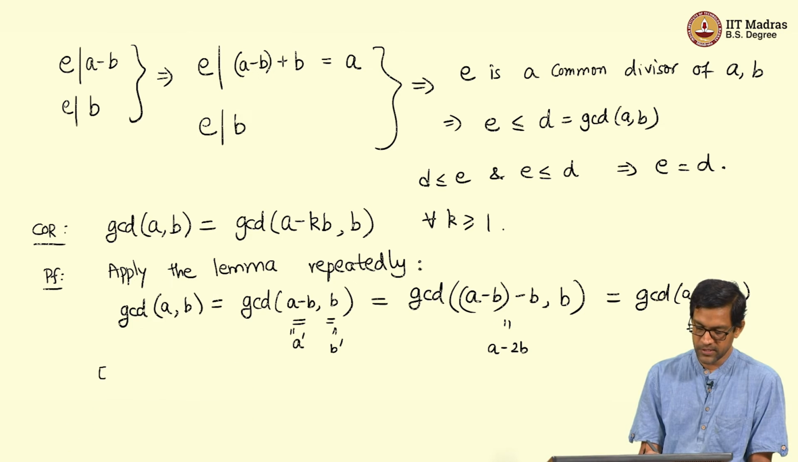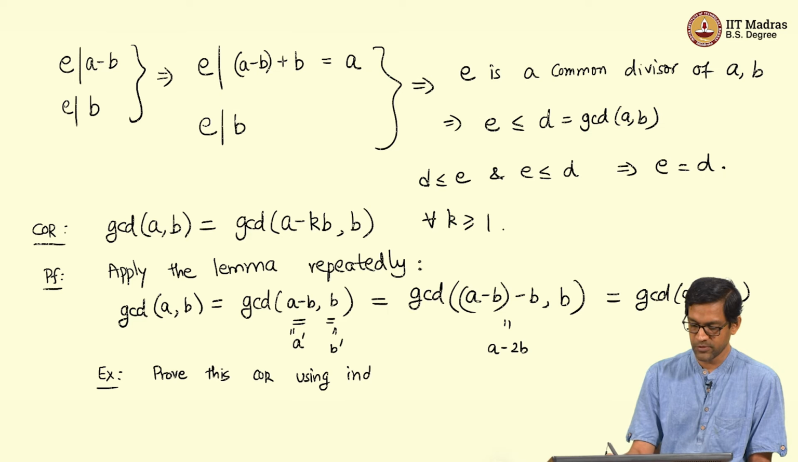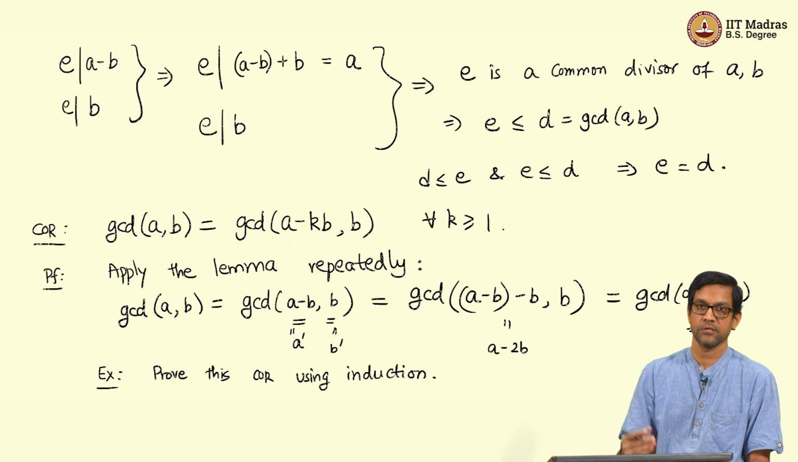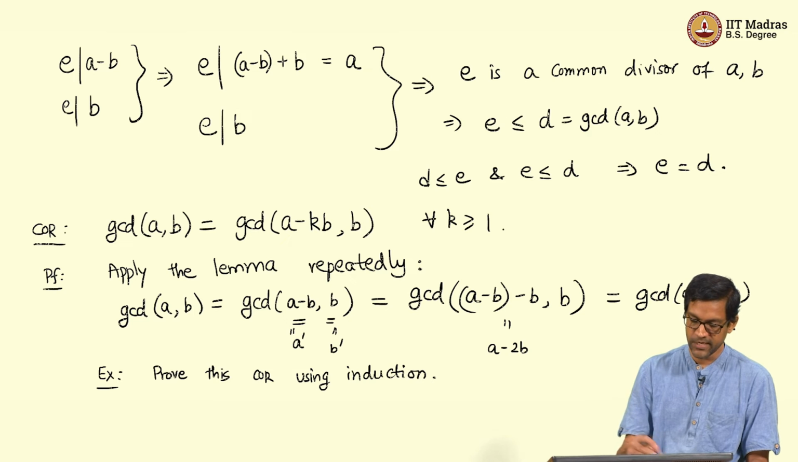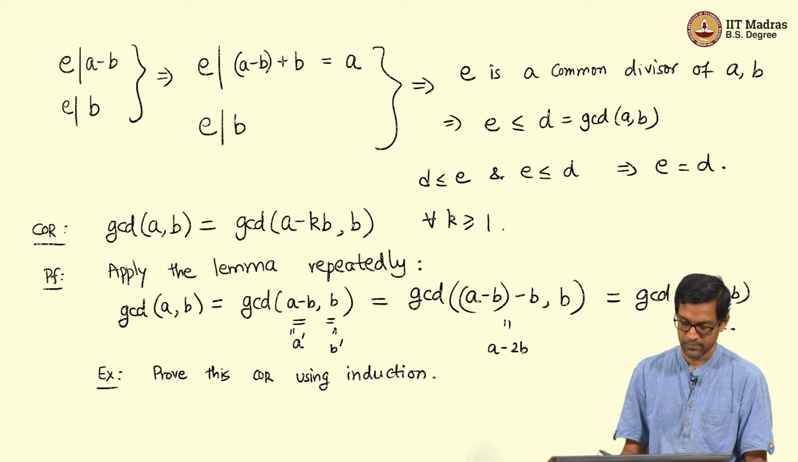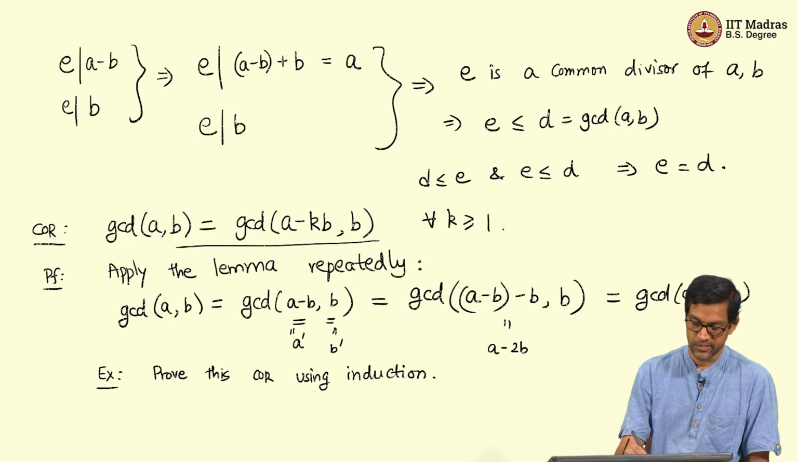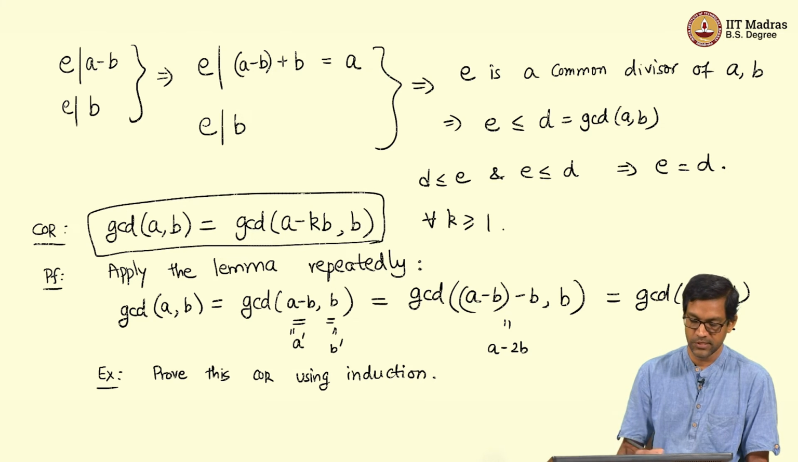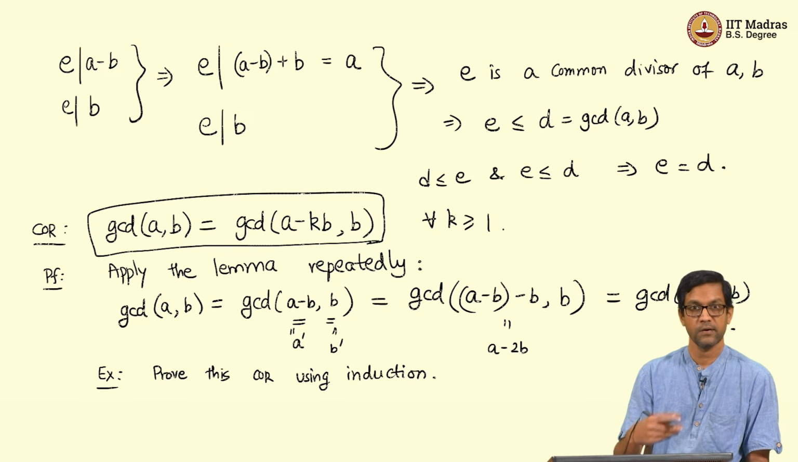But here is a nice little exercise: prove this using induction. Prove this corollary using induction. So, you will just have to set up the arguments in the framework of mathematical induction, assume it is true for k and then show it is true for k plus 1. Okay. But the basic idea is really just applying the lemma. Okay. Now, what this says is that I can really compute the GCD of two numbers by performing a large reduction of size by just replacing the number A by the number A minus some multiple of B.